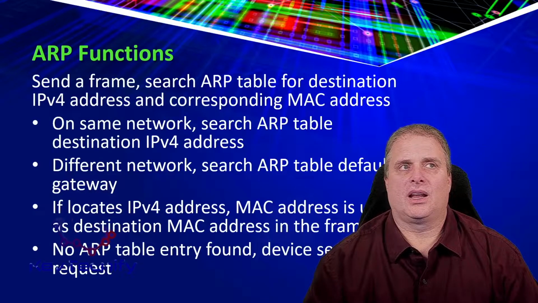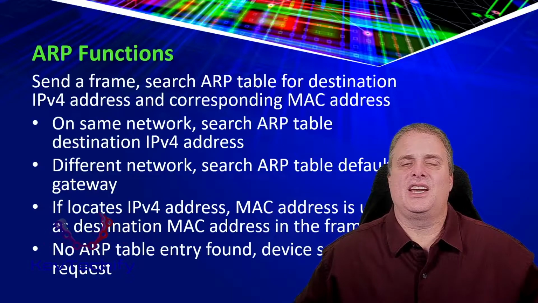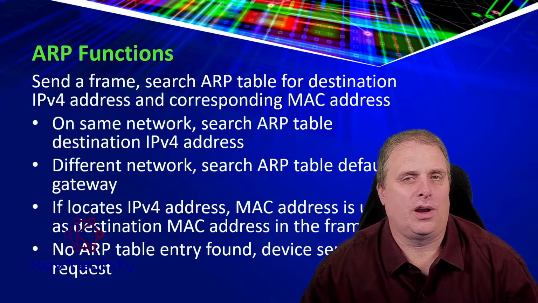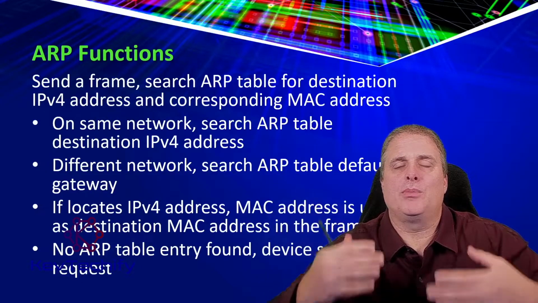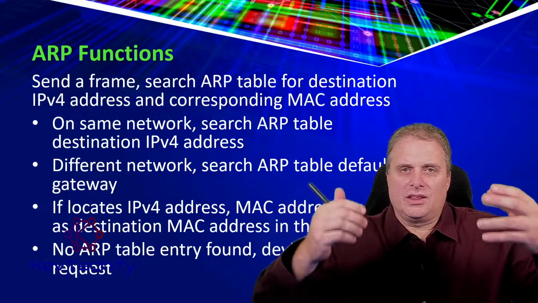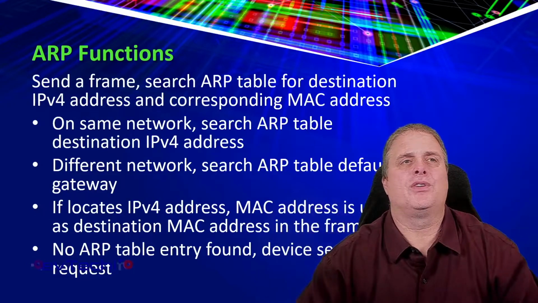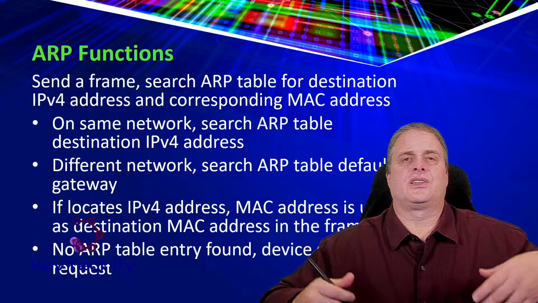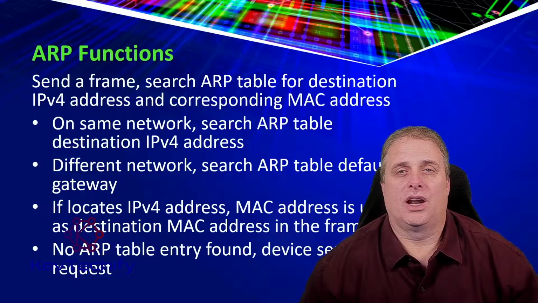If it locates an IP version 4 address, its corresponding MAC address is used as the destination MAC address in that layer 2 frame. If there's no ARP table entry found in the Address Resolution Protocol table, if there's no entry for that IP version 4 address, then the device starts an Address Resolution Protocol request, an ARP request.